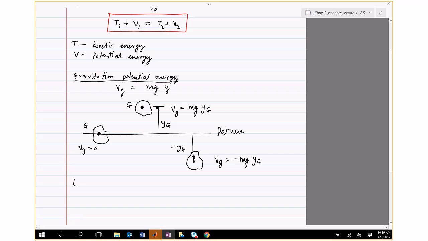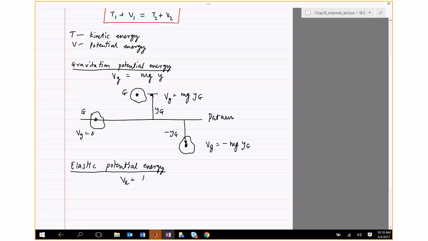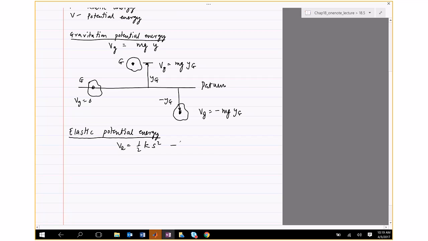The other potential is the elastic potential energy, and this is the energy stored in a spring. The most common spring is the one in which the force is proportional to the displacement s, in which case the energy is going to be half k s squared. It's not going to be true if the spring was non-linear, like there was one problem sometime back where the force was k x squared, in which case the energy will not be half k s squared. You'll have to integrate force times displacement to get the potential. So this is only true for a linear spring.